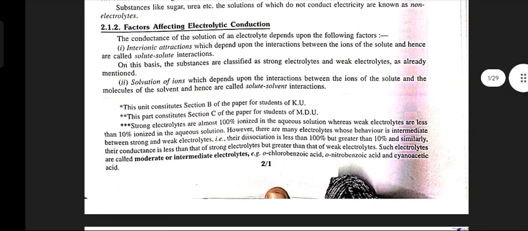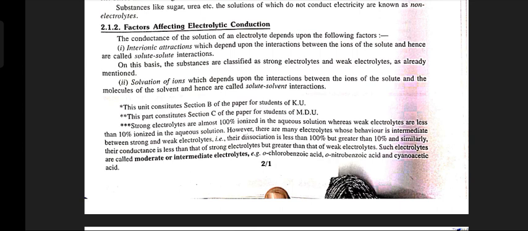The conductance of the solution of an electrolyte depends upon the following factors: the interionic attractions, which depend upon the interaction between the ions of the solute and hence are known as solute-solute interaction. On this basis, the substances are classified as strong electrolytes and weak electrolytes as mentioned above. Second, the solvation of ions, which depends upon the interactions between the ions of the solute and the molecules of the solvent, hence known as solute-solvent interactions.